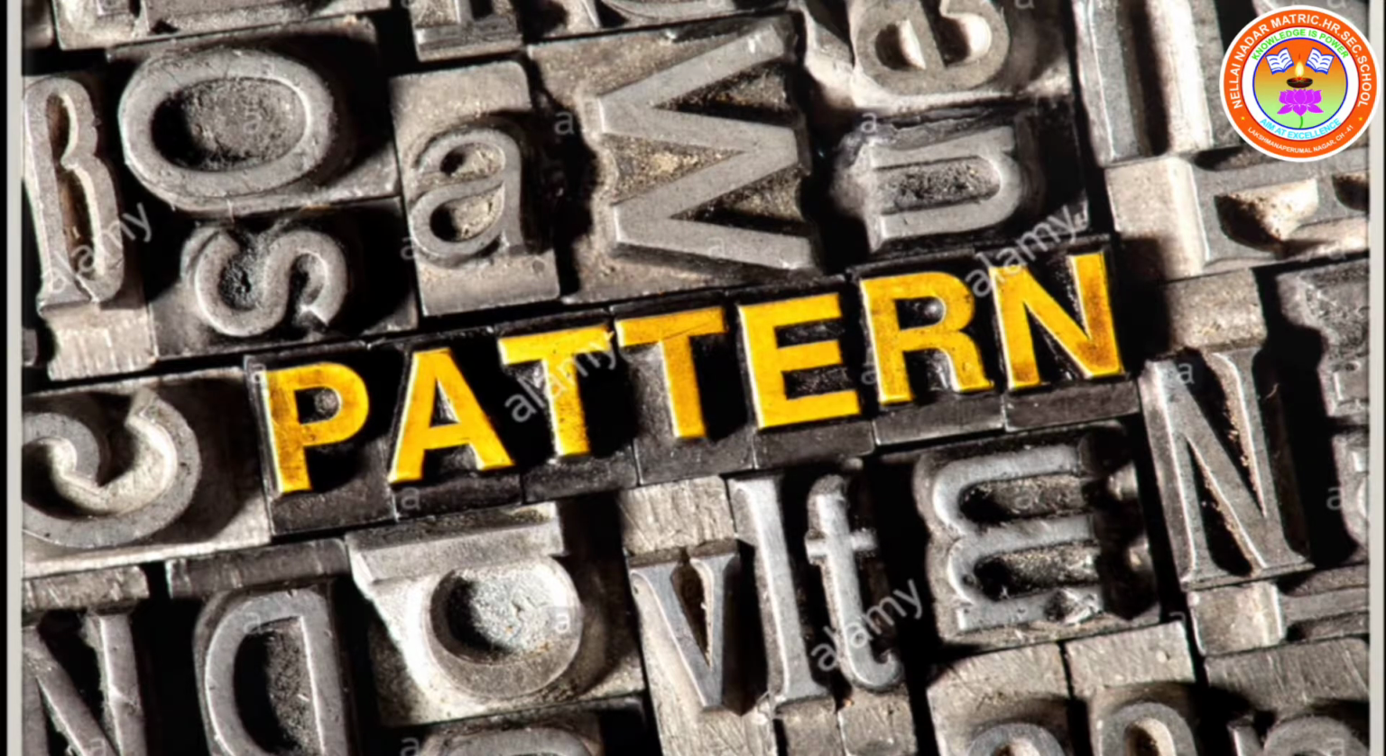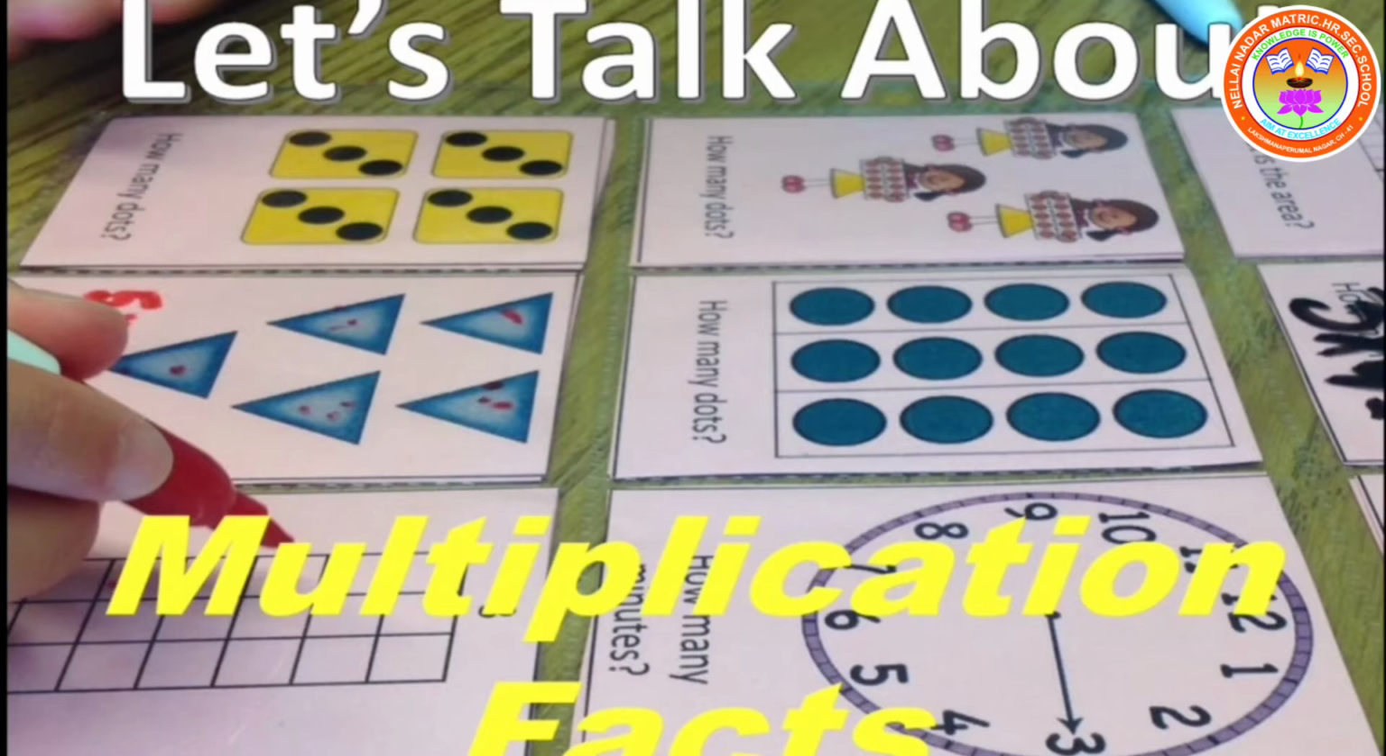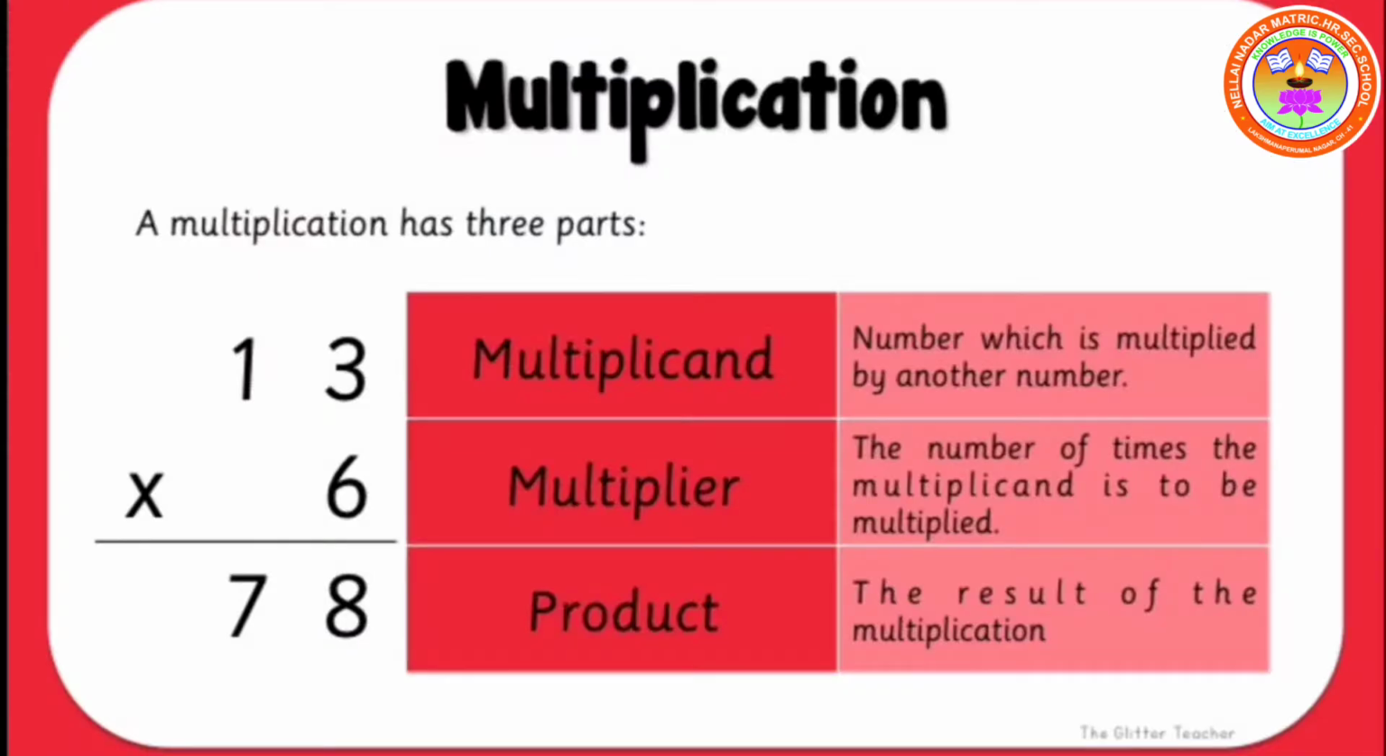Continuation of the pattern. Let's talk about multiplication fact. A multiplication has three parts: multiplicand, multiplier, product. The number which is multiplied by another number is called the multiplicand. The number of times the multiplicand is to be multiplied is called the multiplier. The result of the multiplication is called the product.